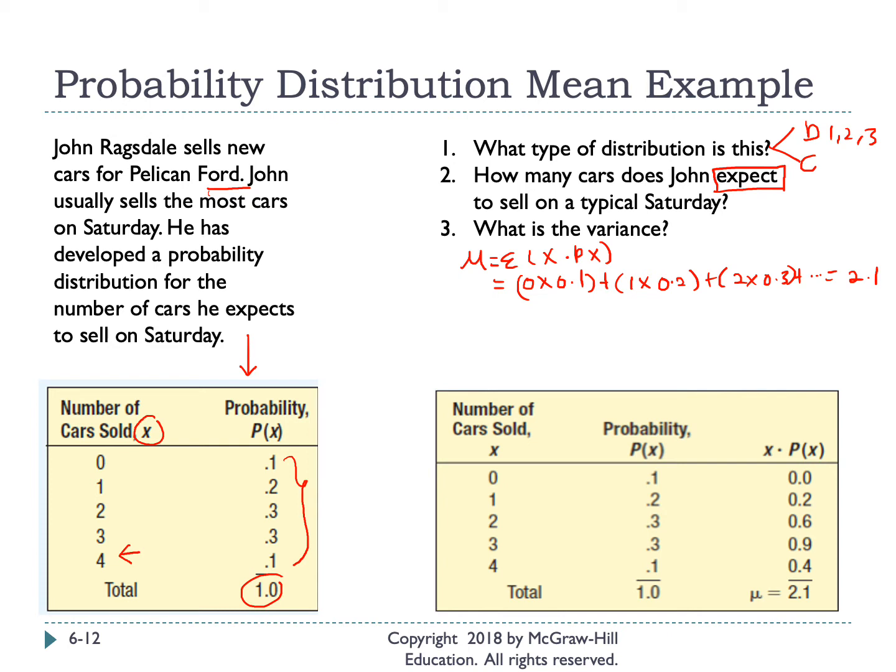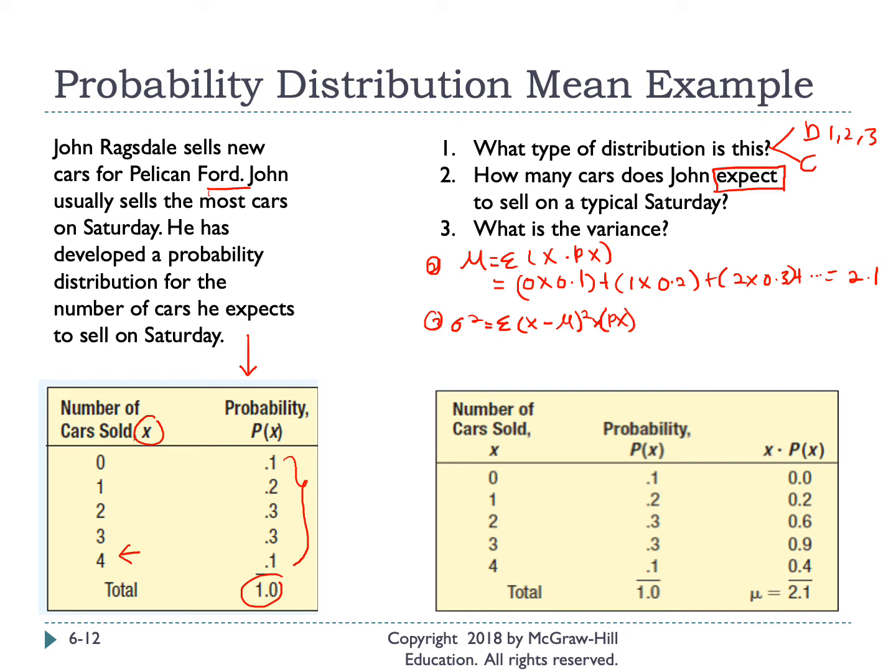The third question, what is the variance? Okay, so this is the second answer and this is the third answer. What is the formula for variance? Okay, so you have to refer to the previous slide. The formula for variance is the summation of what? x minus your mu that you have computed, squared, multiplied by the probability of x.